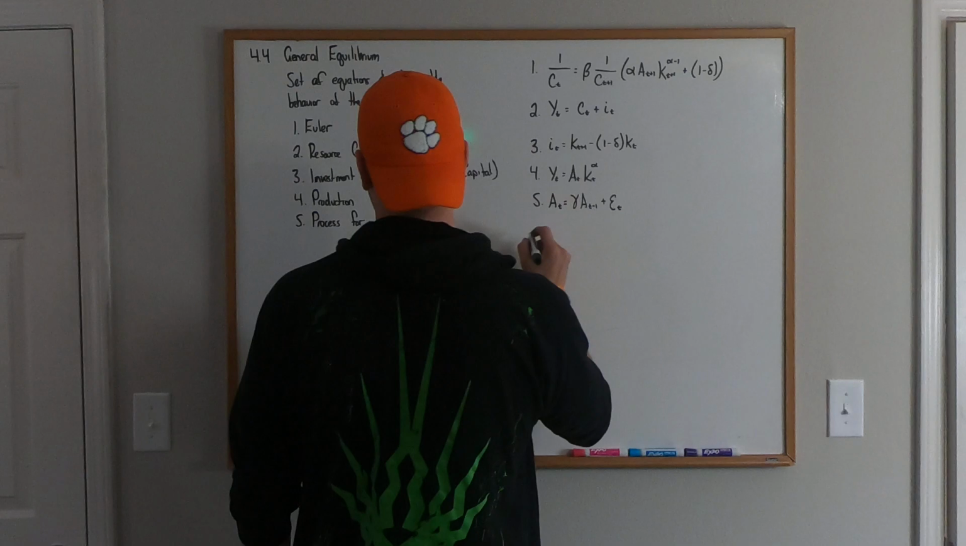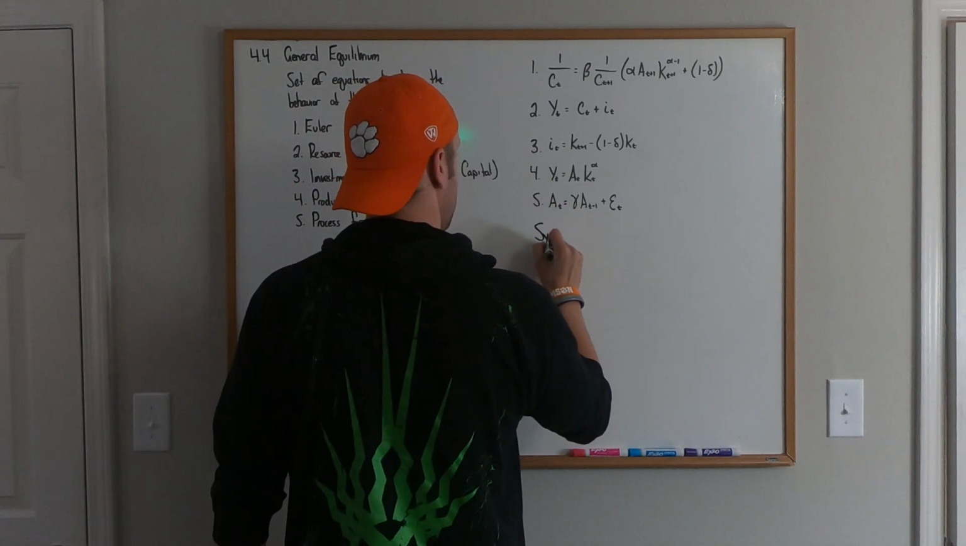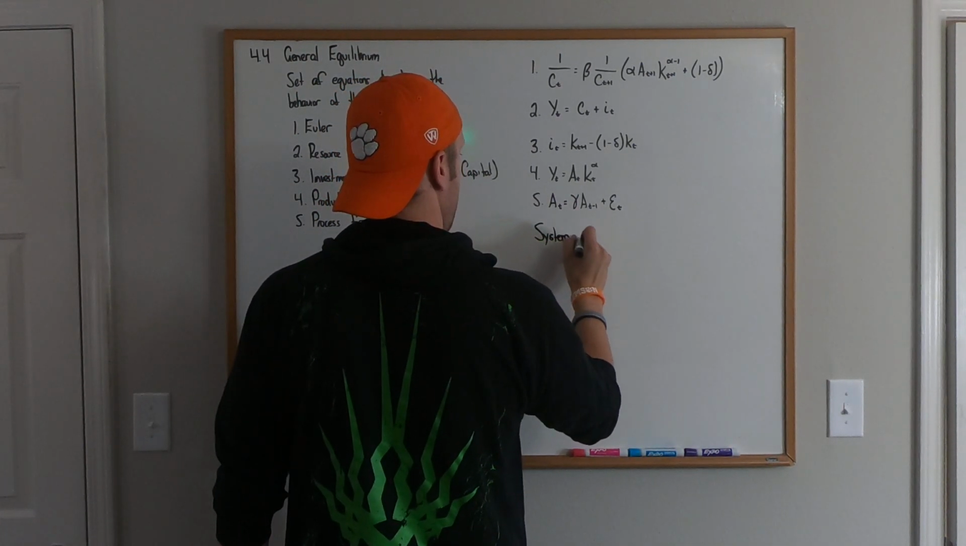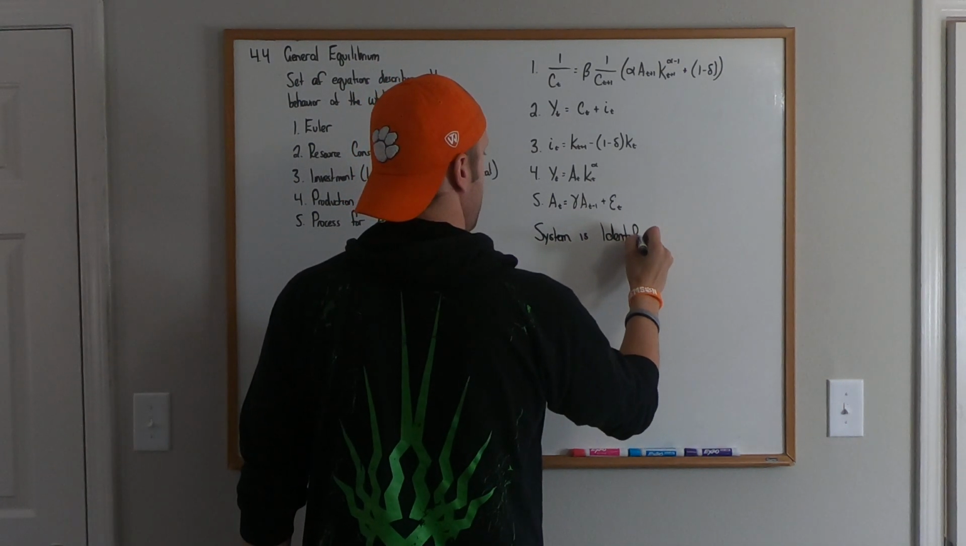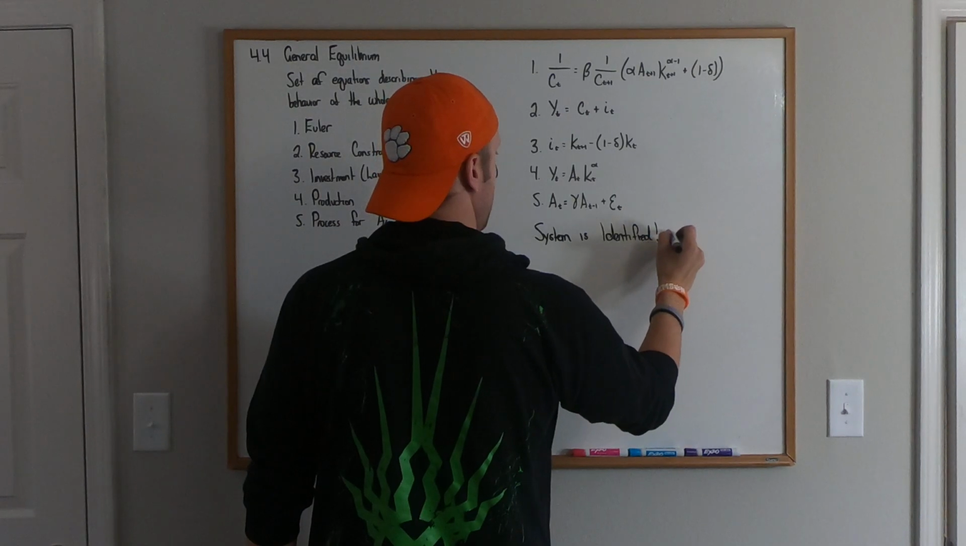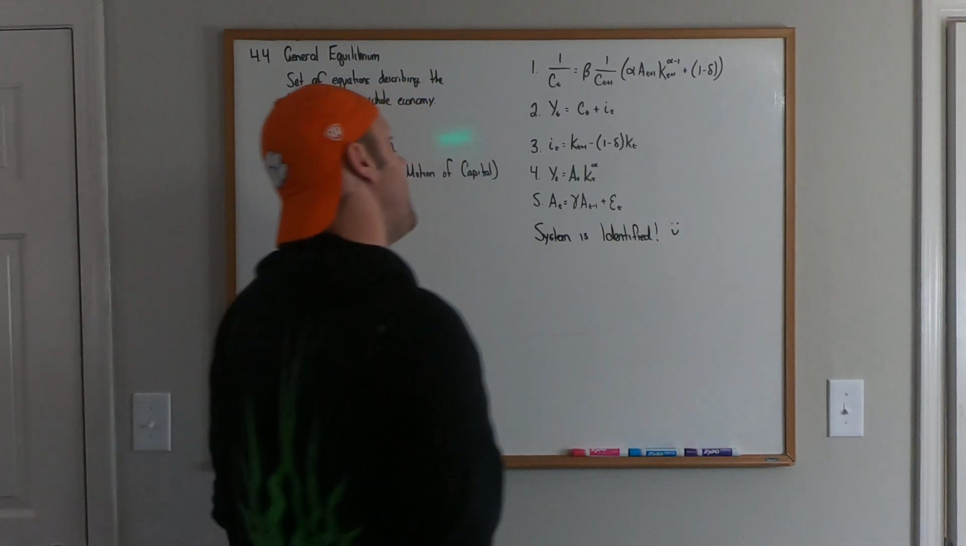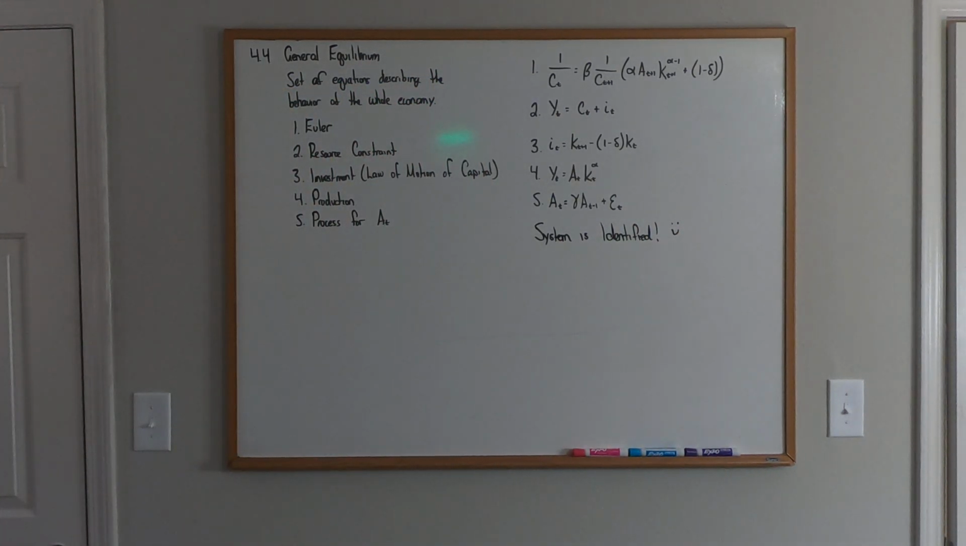Now, this system is identified. Aren't we happy? So the system's identified with these equations here. And that will wrap up this section for the general equilibrium. It's a relatively short section because it's just listing the equations. That's it.